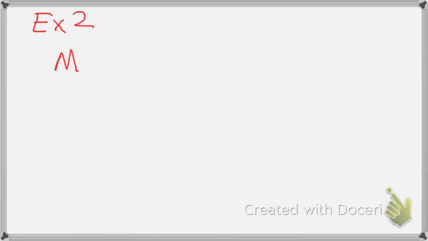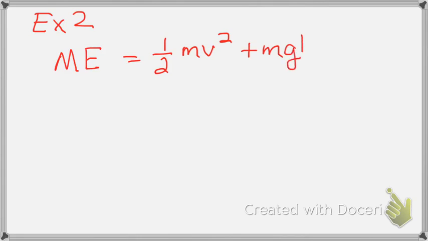So this one is ME, this is a physics formula. That stands for mechanical energy, I believe. It is 1/2 mv squared plus mgh. And this time we want to solve for v. Solve for v. So if I want to get the v by itself, what do I need to do?